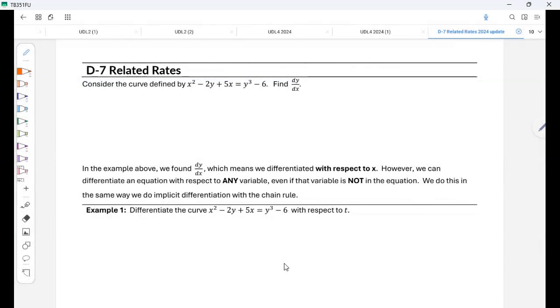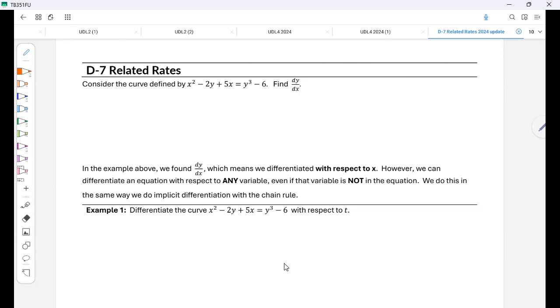Okay, we're recording. Okay, so related rates really follow up on implicit differentiation. So we're going to start out with kind of the same problem twice, but with a little twist on it in example 1. So nothing complicated, no fancy rules here. We've got a curve, x squared minus 2y plus 5x equals y cubed minus 6. We want to find dy dx.